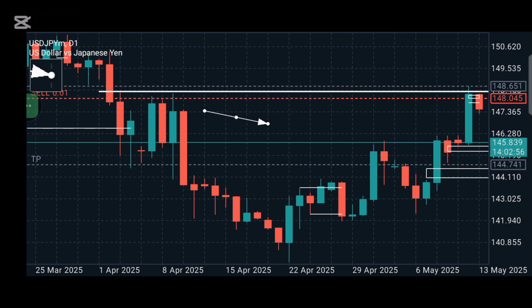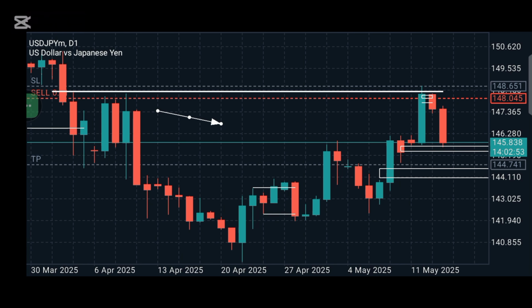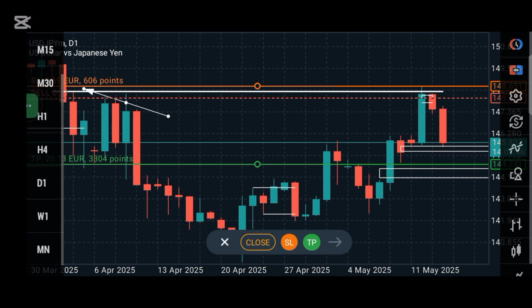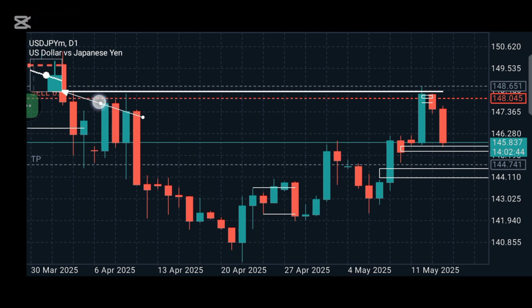And now, why is it a high probability setup? It's because it's actually reacting to a weekly point of interest, and you have this fair value gap here, this daily fair value gap. So this is a high probability trade setup for me.